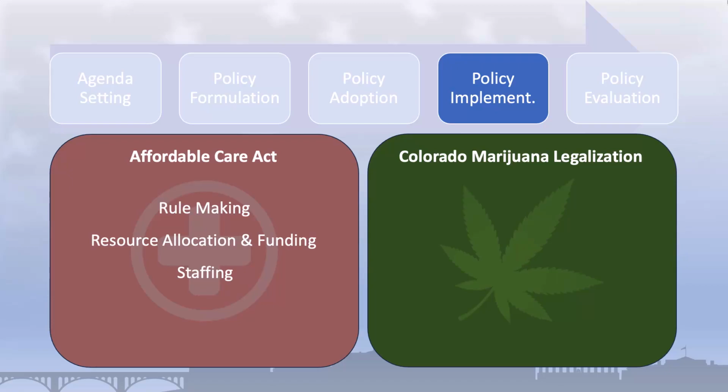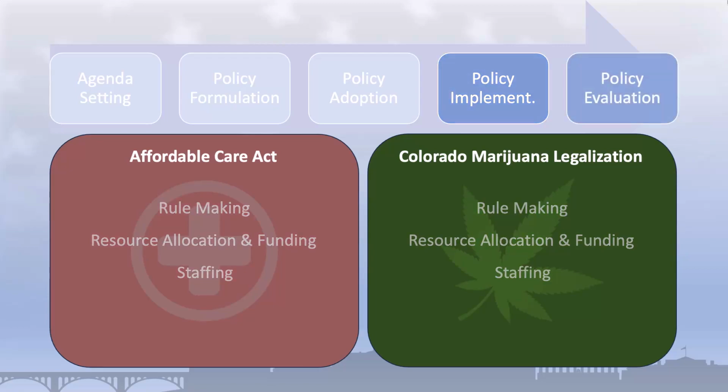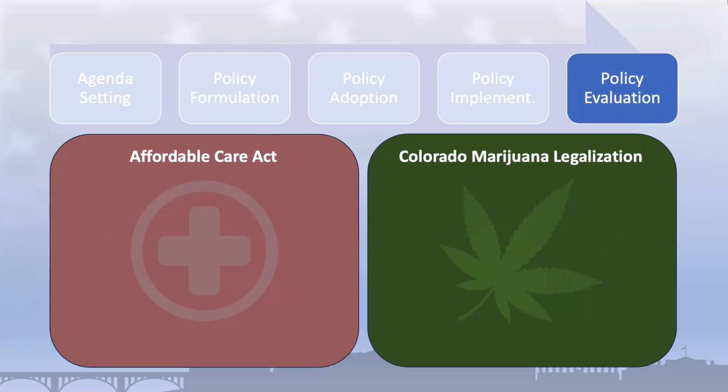In the Colorado case, similar implementation had to take place with state agencies, including the Colorado Department of Revenue, creating regulations for licensing marijuana businesses, testing, labeling, and taxation. Funds generated from marijuana sales taxes were allocated to various state programs, including education and public health, and state agencies hired staff to oversee and regulate the new industry. Finally, both policies entered the policy evaluation stage.